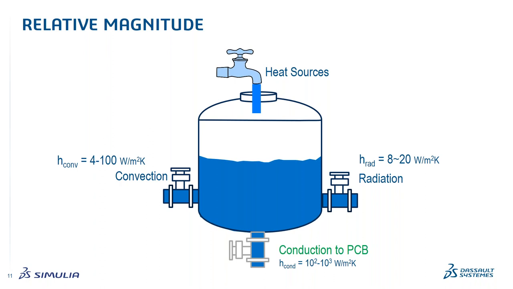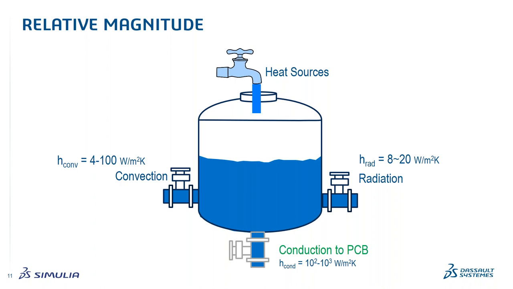Now, the last one I would like to explore a little bit further with you is the conduction to the PCB, because the PCB is our main target here. We'll drill down slightly more. You see, the PCB has a much higher equivalent thermal conductivity, equivalent thermal heat transfer coefficient here, which means it's a really preferred road for heat to go first.